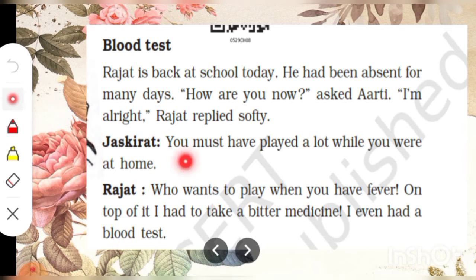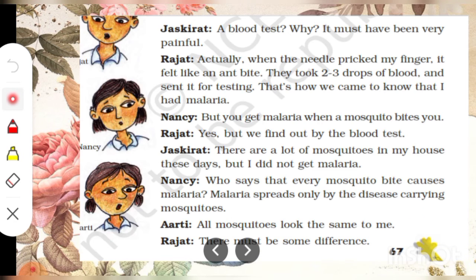Jaskirat: You must have played a lot while you were at home. Rajat: Who wants to play when you have fever? On top of it, I had to take bitter medicine. I even had a blood test. So basically, Rajat was ill. He was not well. He was suffering from fever and had undergone a blood test.